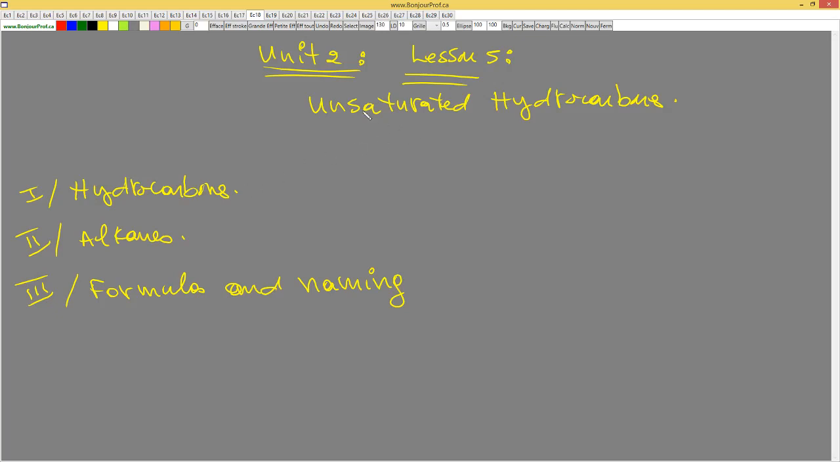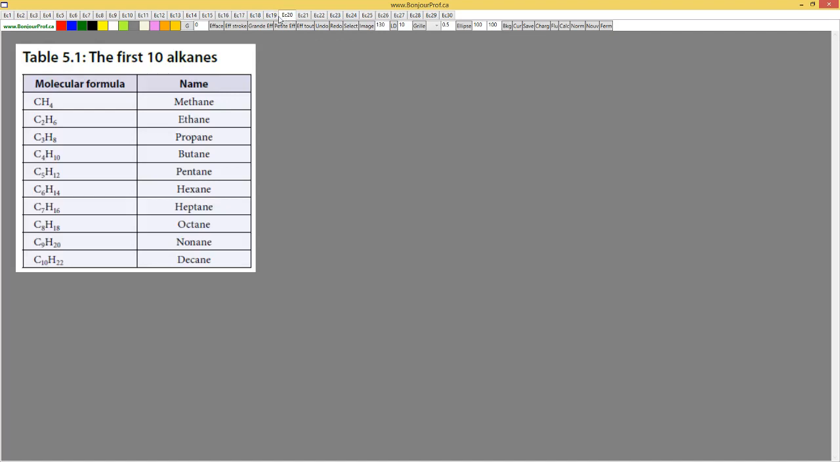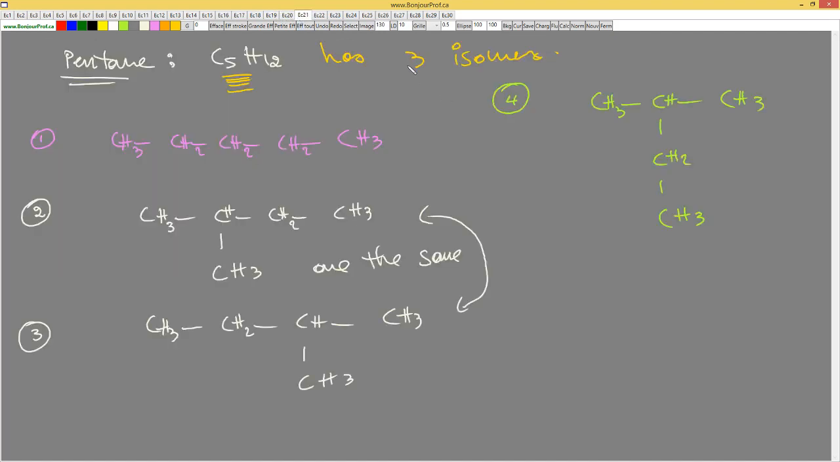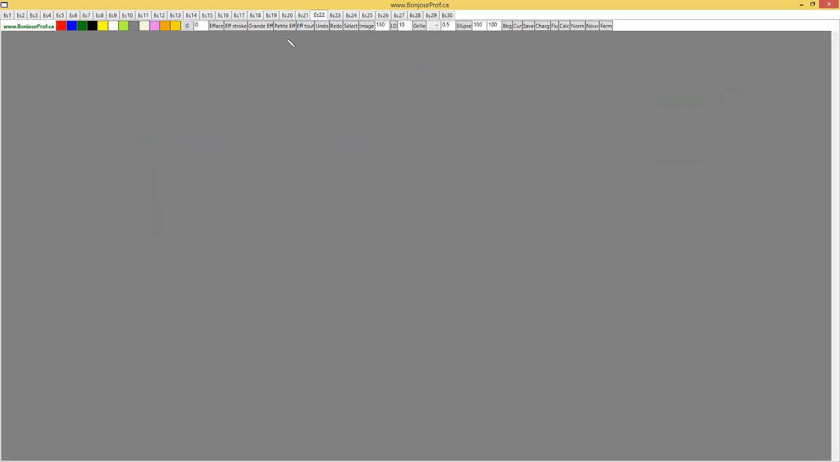So here we continue on Unit 2, Lesson 5, unsaturated hydrocarbons. We spoke last time about isomers. We're going to continue now. Isomers are molecules that have the same molecular formula, but not the same shape. Since they don't have the same shape, they don't have the same names.